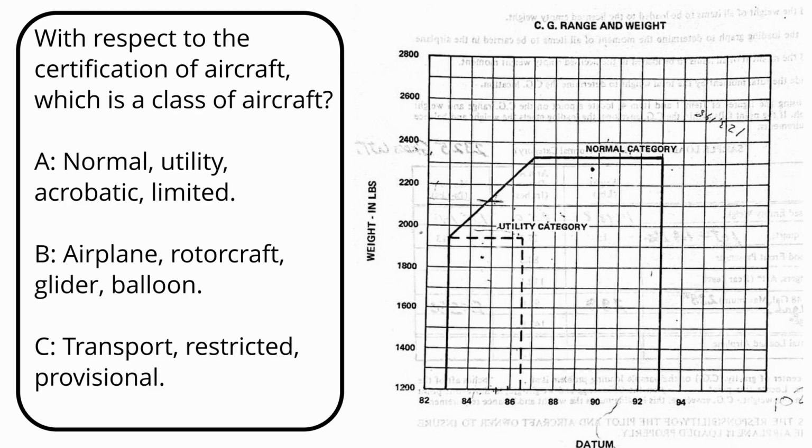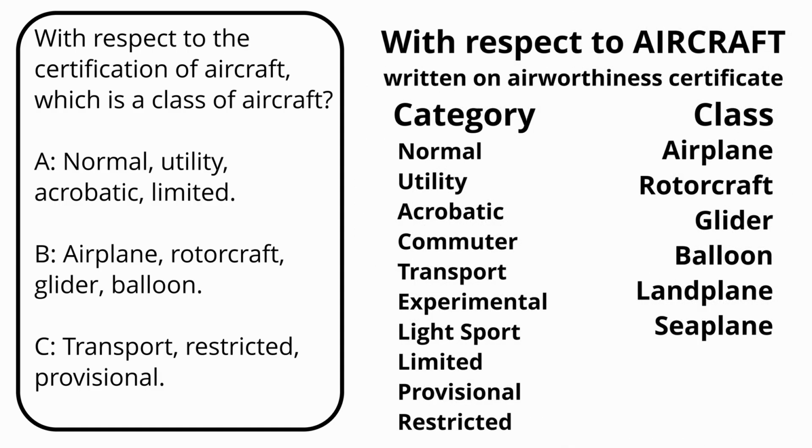Categories of aircraft certification are based upon intended use or operating limitations. So, for example, a normal category aircraft is rated to withstand positive 3.8 Gs, while the utility category can handle 4.4 Gs, and an acrobatic certified aircraft can take 6 Gs. Aircraft certification classes are what's left here, and those are broad groupings of aircraft having similar characteristics of propulsion and flight. With respect to the certification of aircraft, classes of aircraft include airplane, rotorcraft, glider, and balloon.